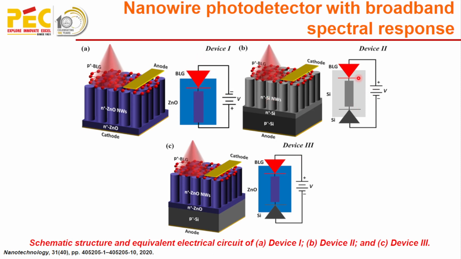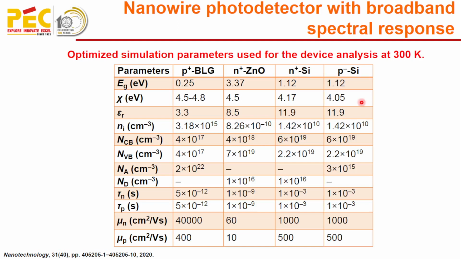And in device 2 and device 3, we have back-to-back diodes, meaning we have two asymmetric back-to-back heterojunctions on the top and bottom surface. So these are the simulation parameters which I used for the simulation.